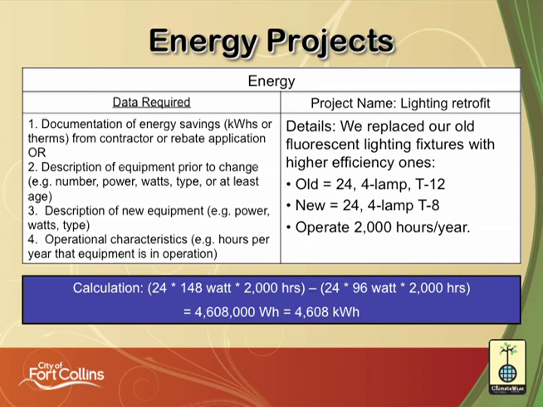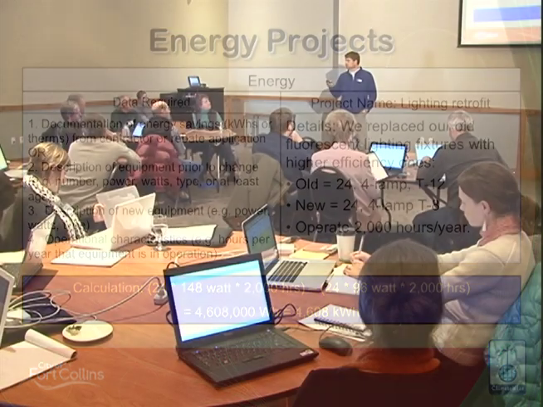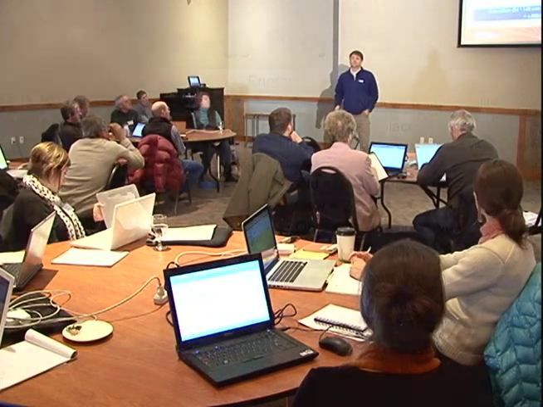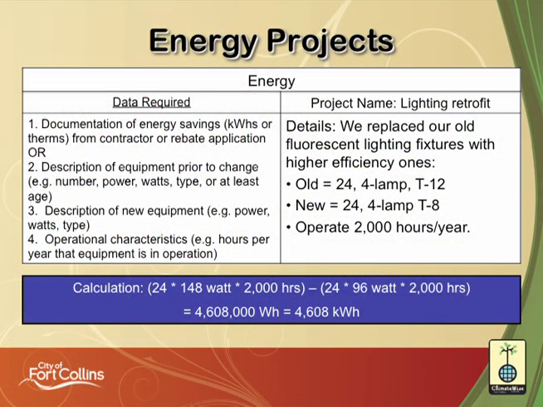So we have a project name. We're going to call it lighting retrofit. And basically, we replaced fluorescent lighting with some higher efficiency fluorescent lights. So we know what the old is. We had 24 4-lamp T12s. And we know what the new is, 24 4-lamp T8s. And we know that we operate 2,000 hours a year. This is pretty much all the information that we need to make sure that this project is inputted, submitted, and completed for reporting. Now, the calculation piece, you can take a step further, and it's a pretty simple math problem.